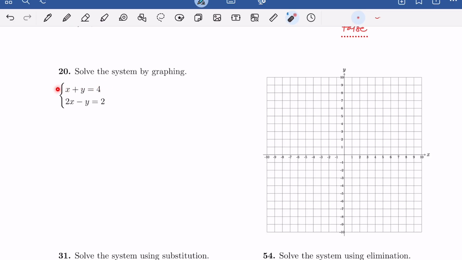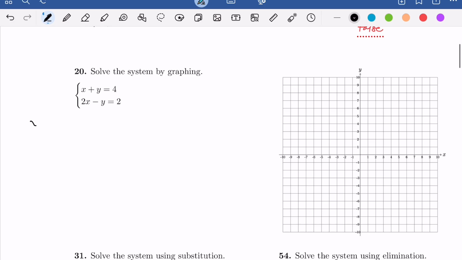Now, looking at this first equation here, we have x plus y is equal to 4. We know that we can graph this by maybe creating a table, plugging in different values for x, and seeing what we get for y. Or we can write this in slope-intercept form. When it's in this form, we'll know exactly what our intercept is and what our slope is, making it easier to graph. So let's go ahead and do that.